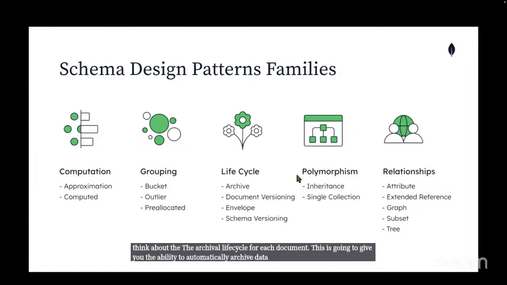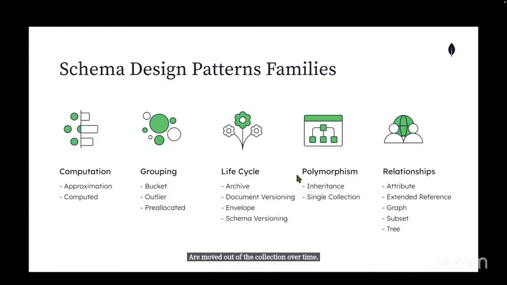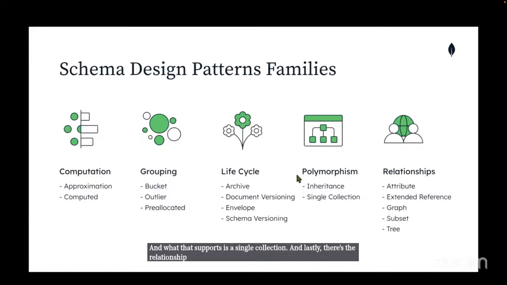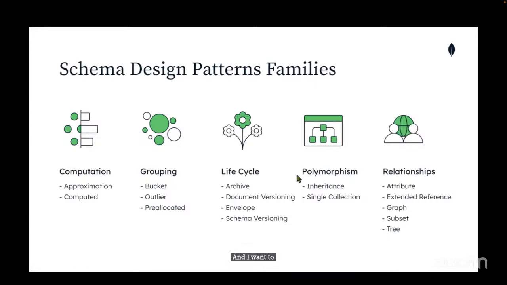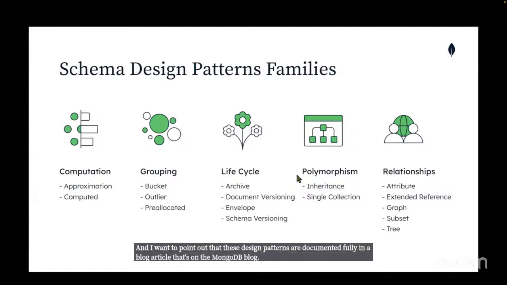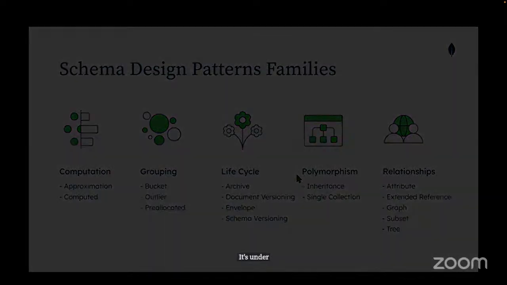And you can use things like a time to live index where your documents are moved out of the collection over time. There's the polymorphic design pattern where each document in your collection can have a unique design. It can have a different shape. And what that supports is a single collection. And lastly, there's the relationship design pattern guideline. I want to point out that these design patterns are documented fully in a blog article on the MongoDB blog. It's under data modeling design patterns.